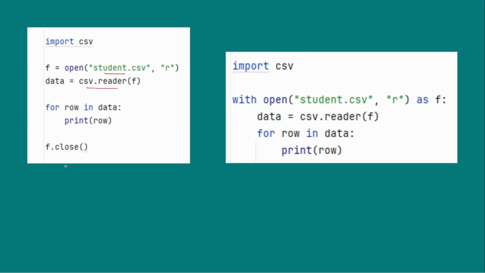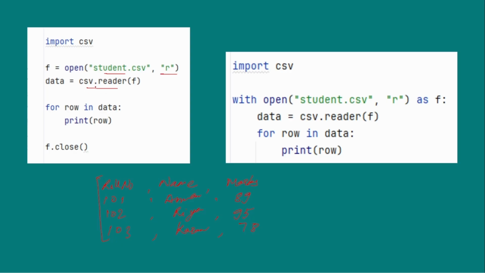So let's say a student.csv file has data. Let's say this is the data: roll number, name, marks. Roll number is 101, name is Aman, marks are 89. Then roll number is 102, name is Ria, marks are 95. Then we have roll number 103, name is Karan, marks are 78.